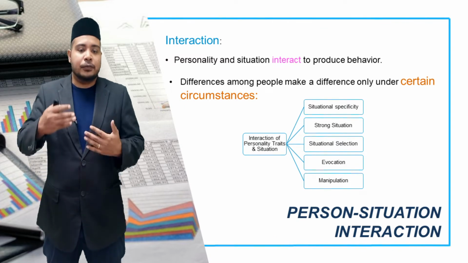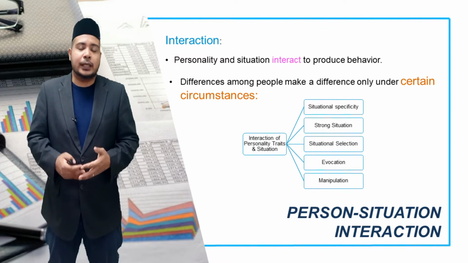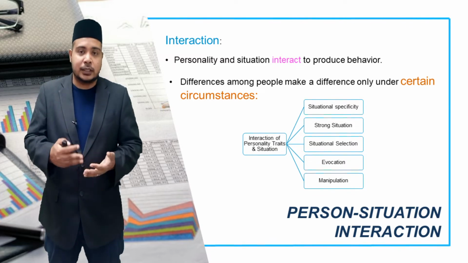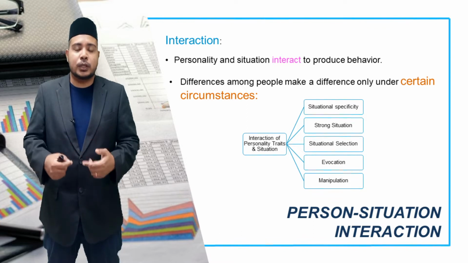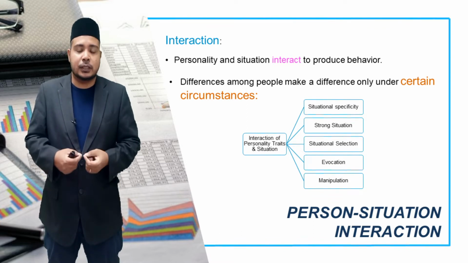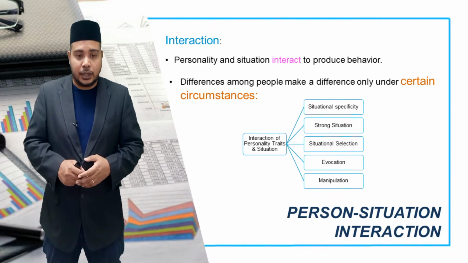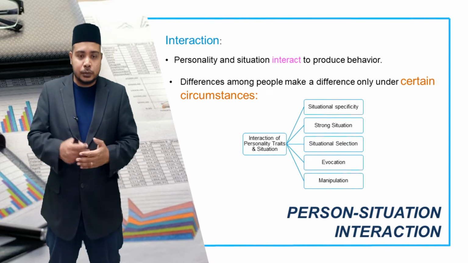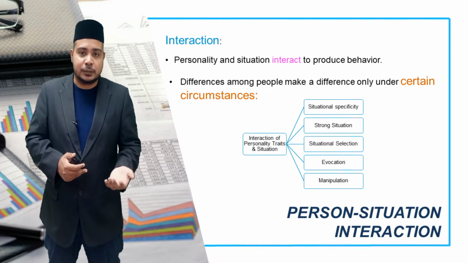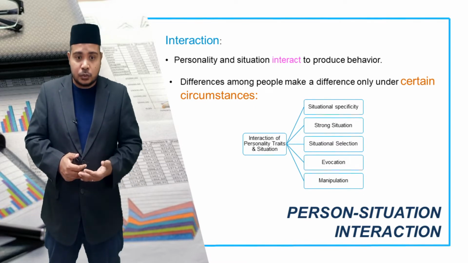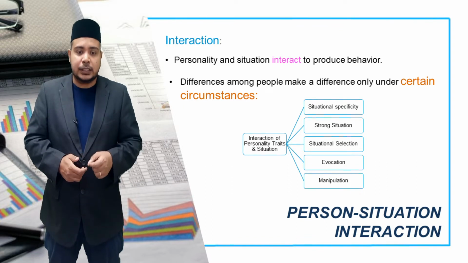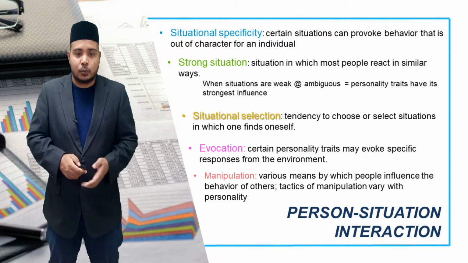There are five situations where the interaction between personality traits and situation happens, and people will behave in a certain way because of this interaction. So the interaction of personality traits and situation could happen in situational specificity, strong situation, situational selection, evocation, and manipulation. So we look at them one by one.